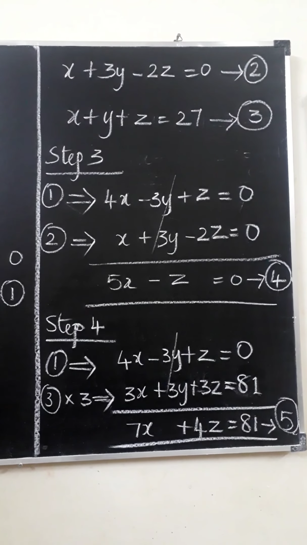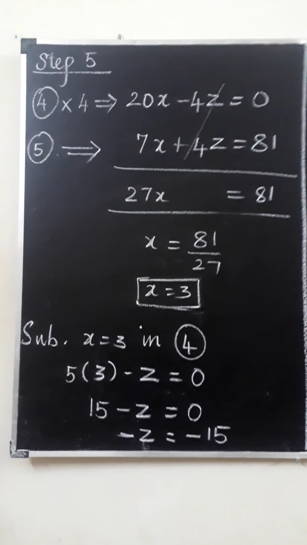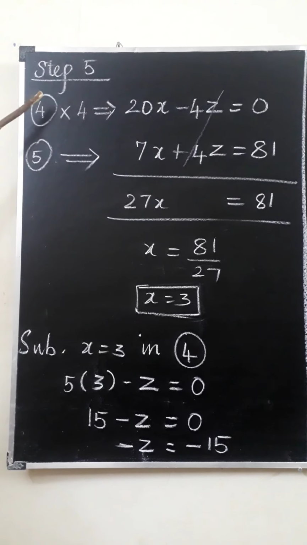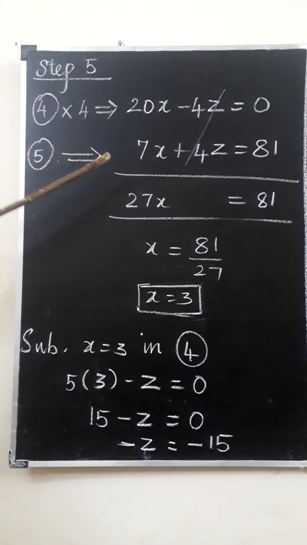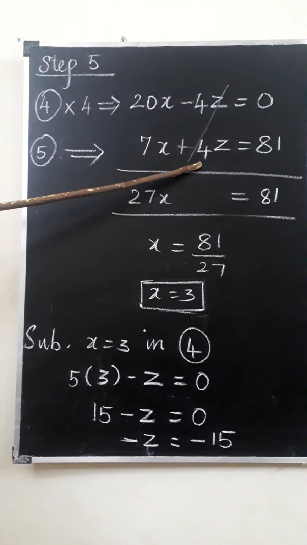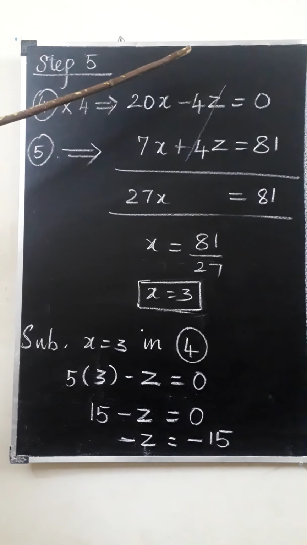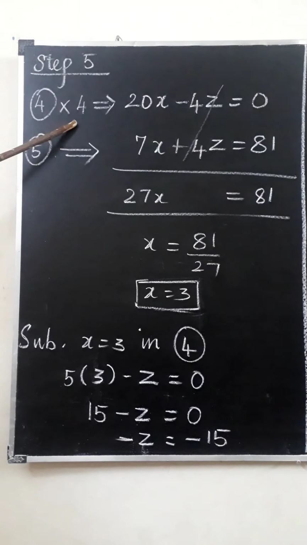Let us eliminate and find the values. So now in step 5 we are going to equate equations 4 and 5. The fourth equation should be multiplied by 4 because I have decided to eliminate variable z. In the fifth equation the variable is 4z, but in the fourth equation it is simply z, 1z. So to change it into 4z, I have multiplied the fourth equation by 4.